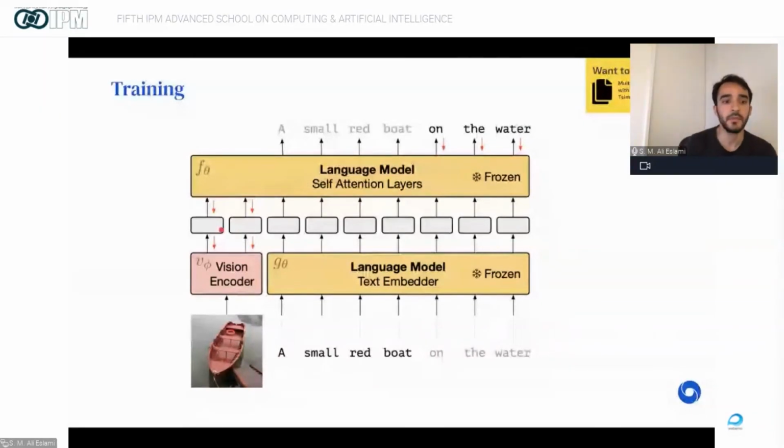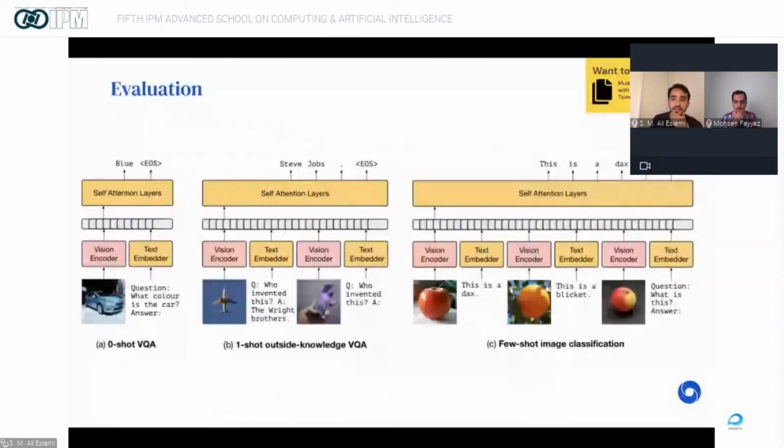And so after you've done this, you can do some really interesting things. So for instance, you give it an image and then you ask a question. You say, what color is the car? Answer. And then the computer completes the sentence by saying blue, end of sentence. So it looks at the image, it looks at the question, and it says this is the most likely continuation of that.